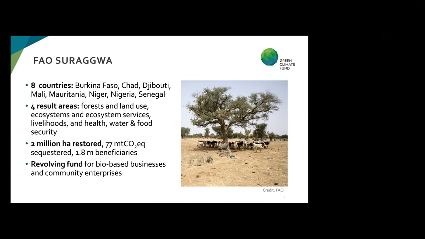There are eight countries. We have four result areas, four of the eight that I presented a couple of slides ago. The mitigation and adaptation objectives are extremely ambitious, in addition to which this proposal aims to restore 2 million hectares across these eight countries. And interestingly, and I'm going to come back to this idea, this proposal includes the establishment of a revolving fund for biobusinesses. Next slide, please.